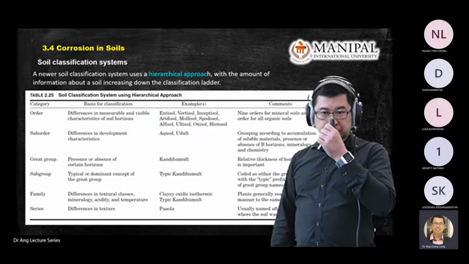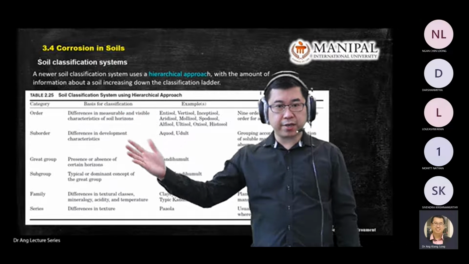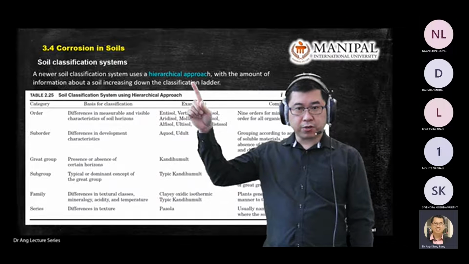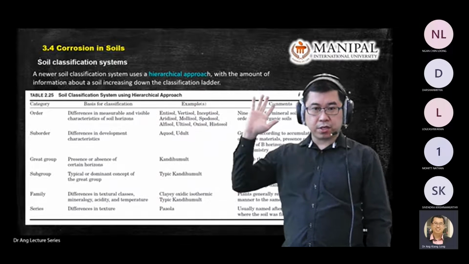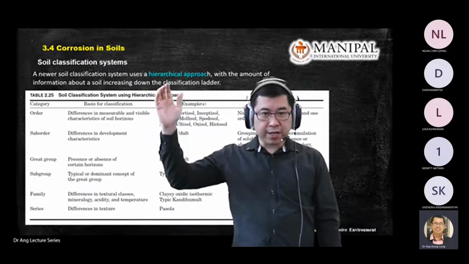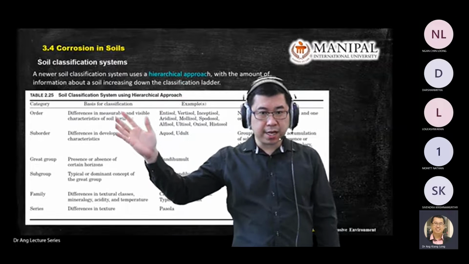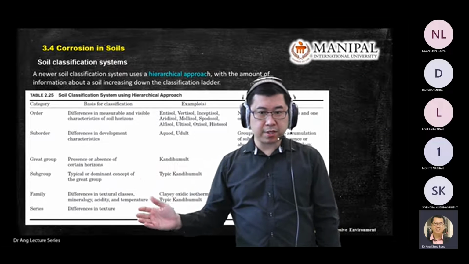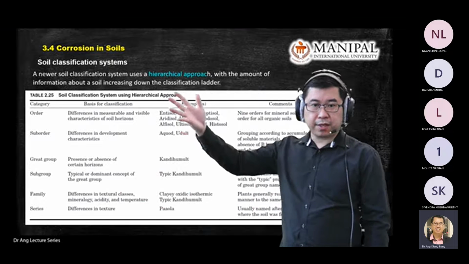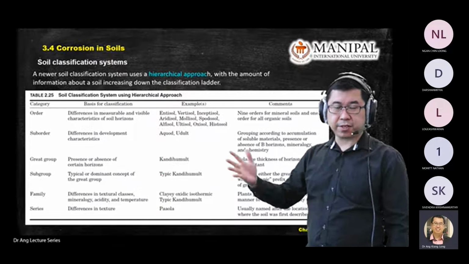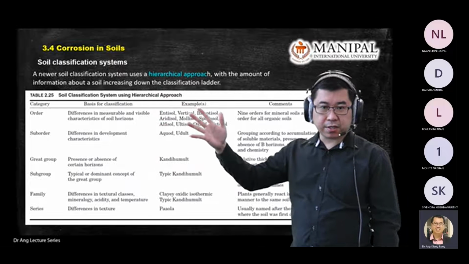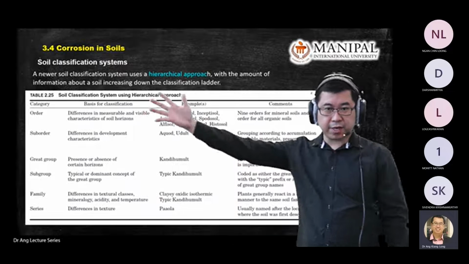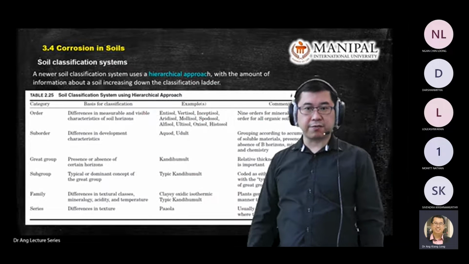So there are different categories you can use to classify your soil. If you're using the hierarchy approach, you can classify your soil using order, suborder, grade group, subgroup, family, and series. And these are the explanations or summaries of each type of category. You can read this table from the classification now.